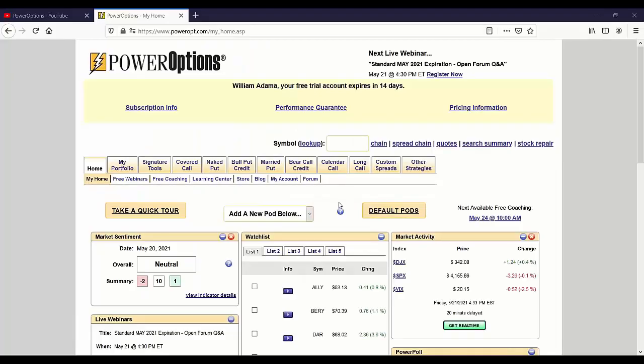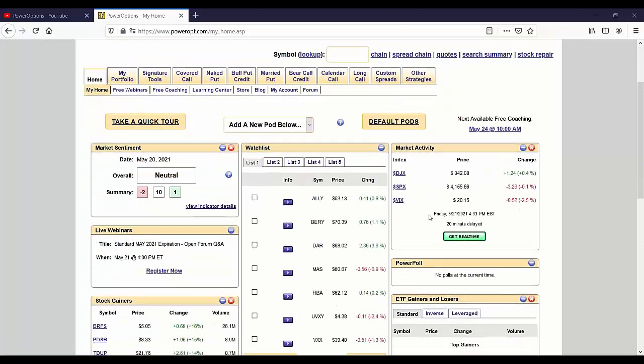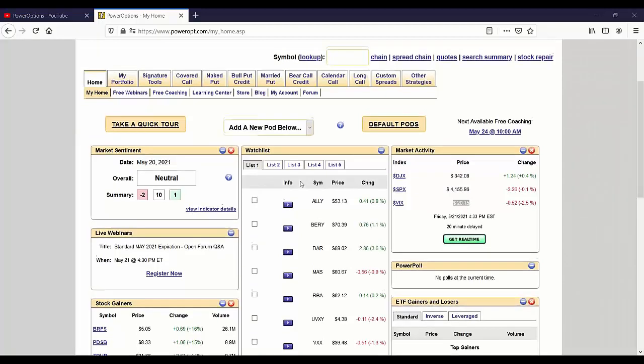All right, so what we're looking at here is just a basic Power Options account. We've got the watch list here, market activity today. There wasn't too much movement on the broad-based indexes and ETFs, but we are seeing the VIX bouncing around today. It was below 20 at one point, but then it moved back up above 20 later during the day, right to the end of the day as well.